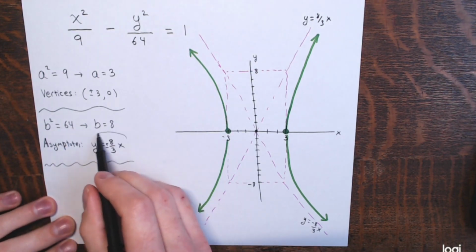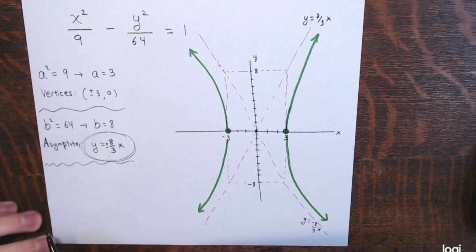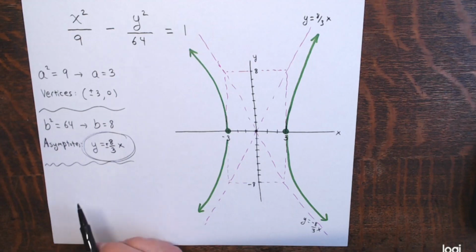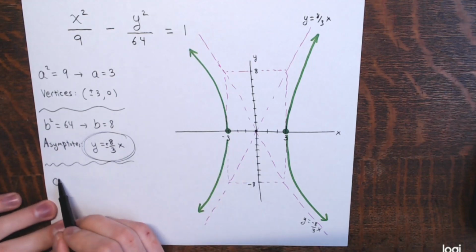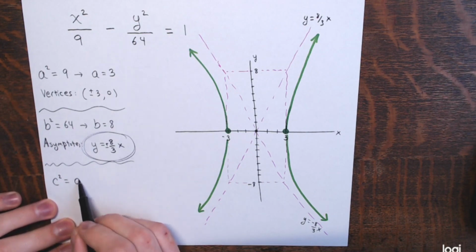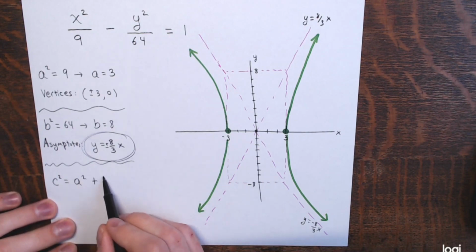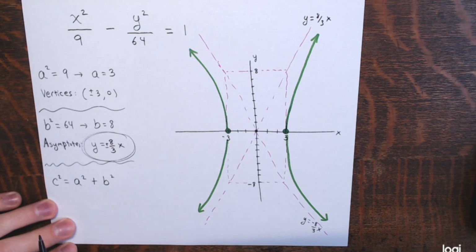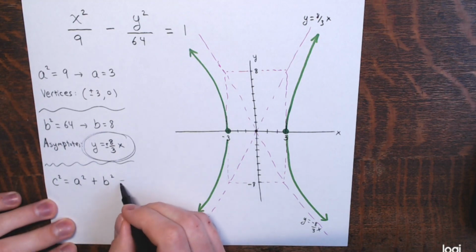This is what I'm going to type in the assignment. But just to continue practicing, find the foci. So I need that value of c. c squared is again a squared plus b squared for these hyperbolas. So that'd be 9 plus 64.